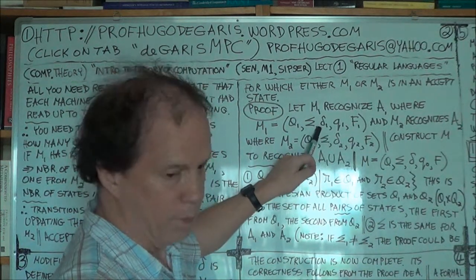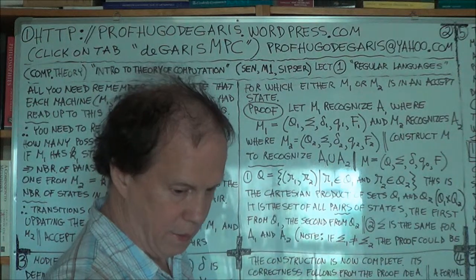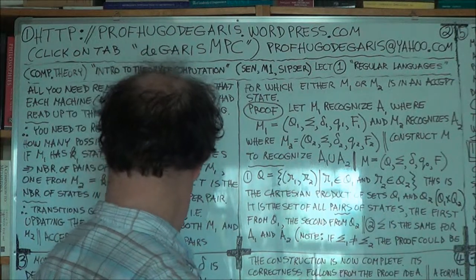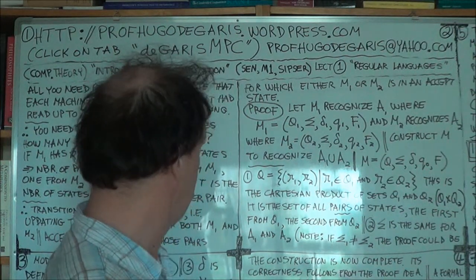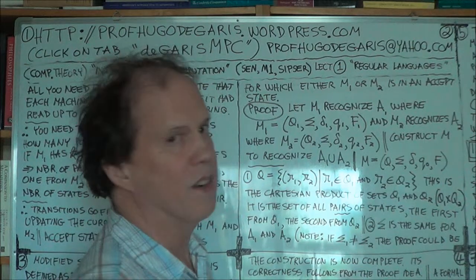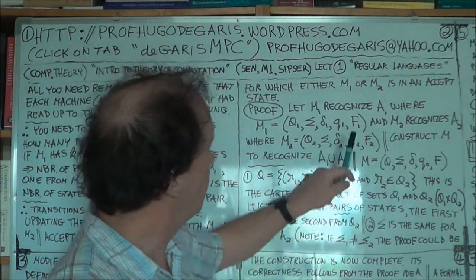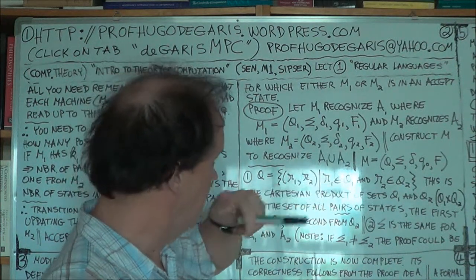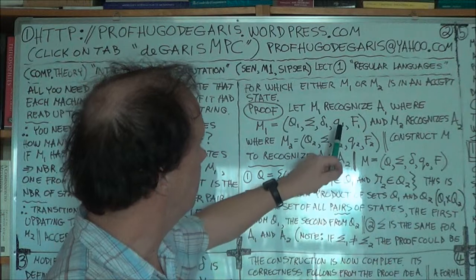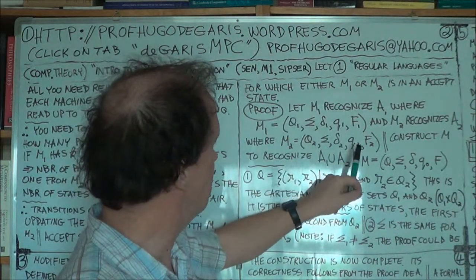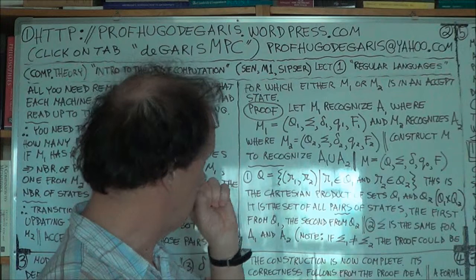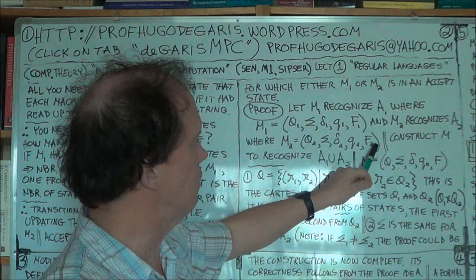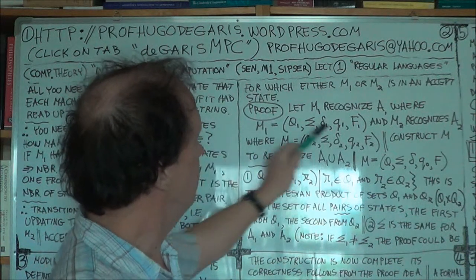Here's your transition function for machine M1, and transition function for machine M2. Okay, start state q1 for machine 1, start state q2 for the second machine, and F1, this is your set of accept states for machine 1. F2 is your set of accept states for machine 2. Okay, so you're given these two.